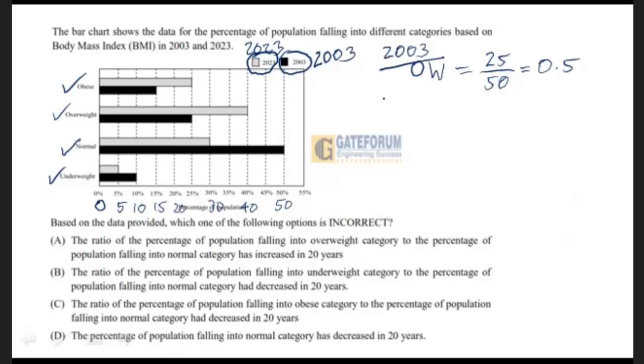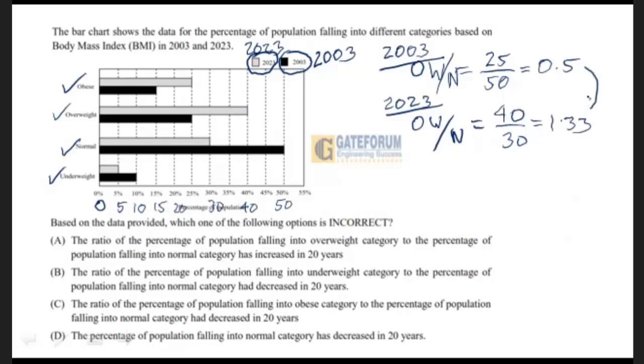Now let us calculate in 2023 the ratio of the overweight to the normal. 2023 is the gray one. Overweight is 40 and normal is 30. So this would be 4 by 3, that is 1.33. So it has indeed increased. So has increased in 20 years is perfectly correct. So this is not my desired option.